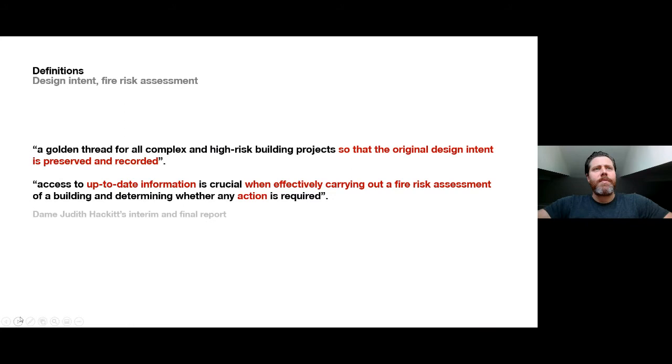So in terms of definitions, let's just begin by looking at how people are currently defining the golden thread. It's going through a little bit of an infancy in terms of definitions. There's a lot flying around at the moment. We've got the work that Alex has described and talked us through around the Hackitt review. And this really focuses on a definition around design intent and fire risk assessment. Again, highlighted in red here, so that the original design intent is preserved and recorded with access to up-to-date information, and so that we can effectively carry out fire risk assessment and determine whether action is required. Next.